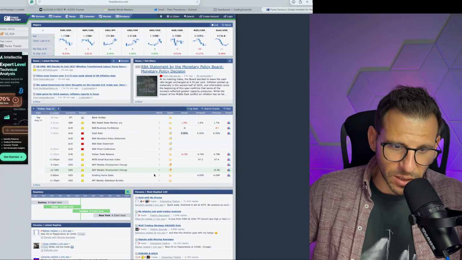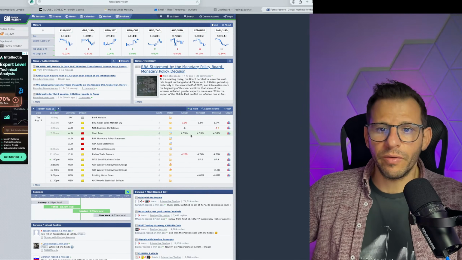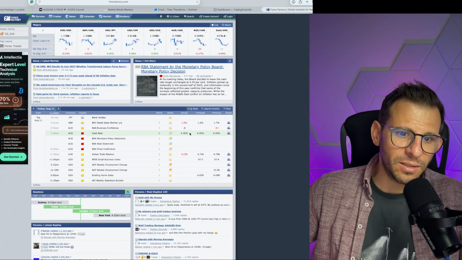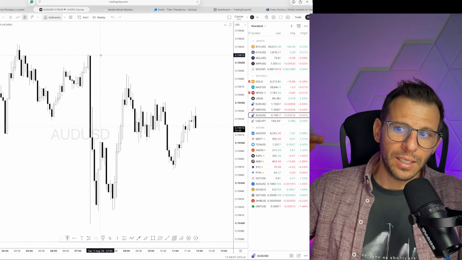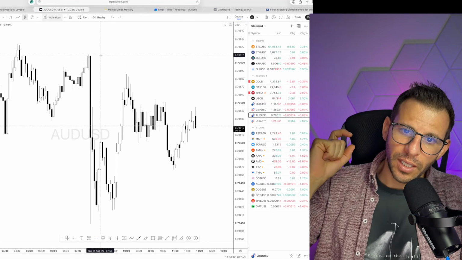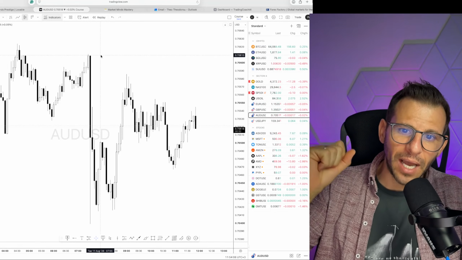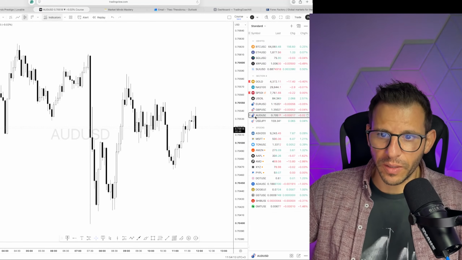Some people will ask, okay, they didn't increase, they remained at 4.35%, but why didn't the price increase? Simply because when a central bank keeps their interest rates unchanged, it's a weak sign for the currency. It's not a strength sign for the currency.